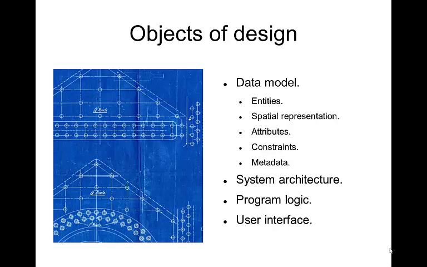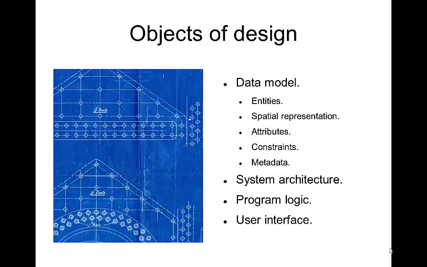A lot of what we've done so far this year has been about designing, and primarily the designing of the data model. What entities are defined, how they're represented spatially, their attributes, constraints, and metadata. That's mostly what I've been talking about so far. But there are other things that need to be designed, and this is what we're going to be going on to see mostly next year in teaching block 2.